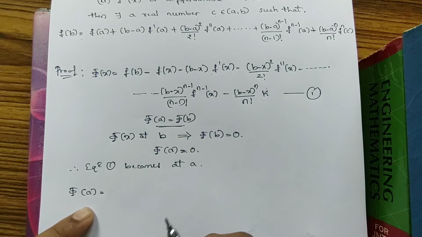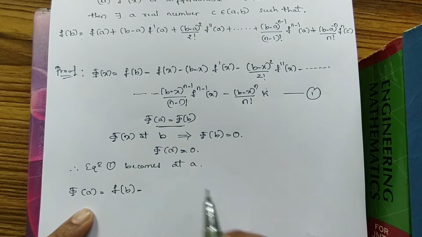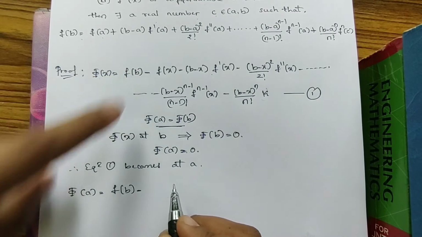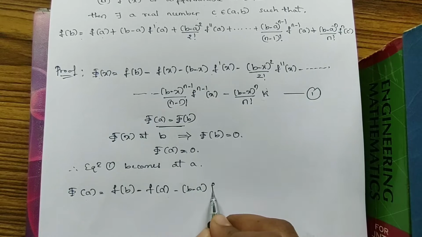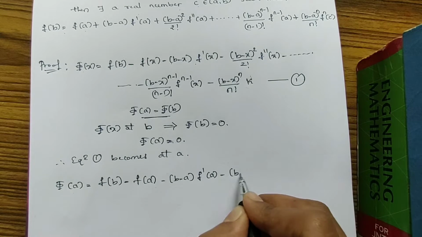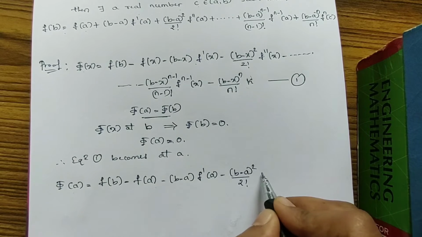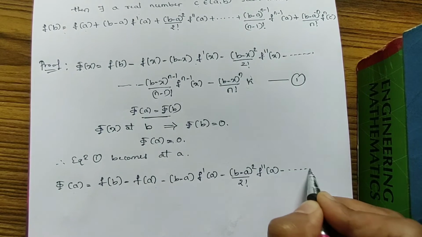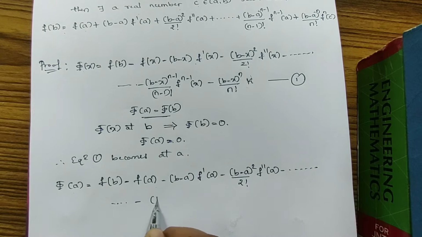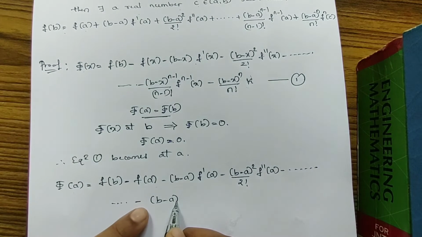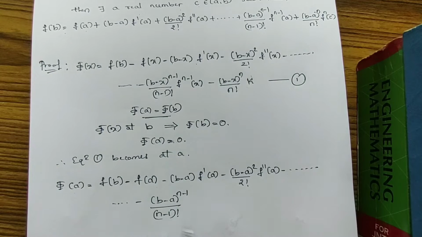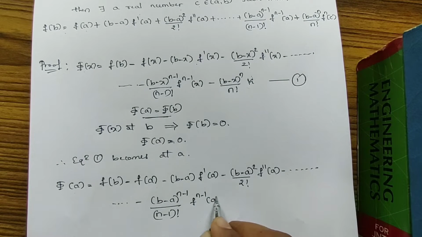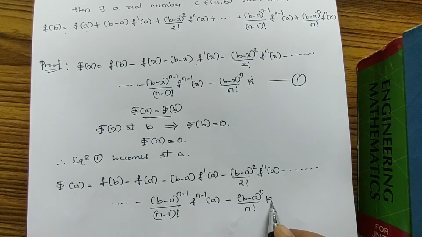phi(a) = f(b) - f(a) - (b - a) f'(a) - (b - a)^2/2! f''(a) - and so on, - (b - a)^(n-1)/(n-1)! f^(n-1)(a) - (b - a)^n/n! k, replacing x by a at the point x equal to a.